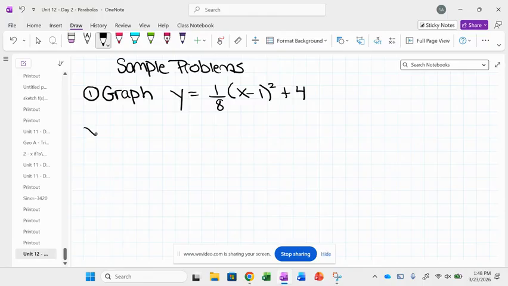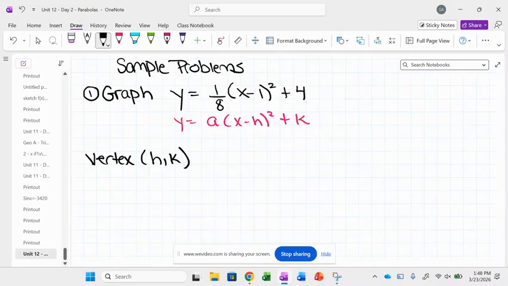So let's go piece by piece. Let's start off. Let's label the vertex, or let's identify the vertex. What's nice about this one is that it's already in vertex form. So we don't need to manipulate this at all. Do you think it'll always be in vertex form? No, that's why I refreshed your memory on how to complete the square last class, right? So now the vertex here for a normal parabola is h comma k. So we are going to have 1 comma 4.